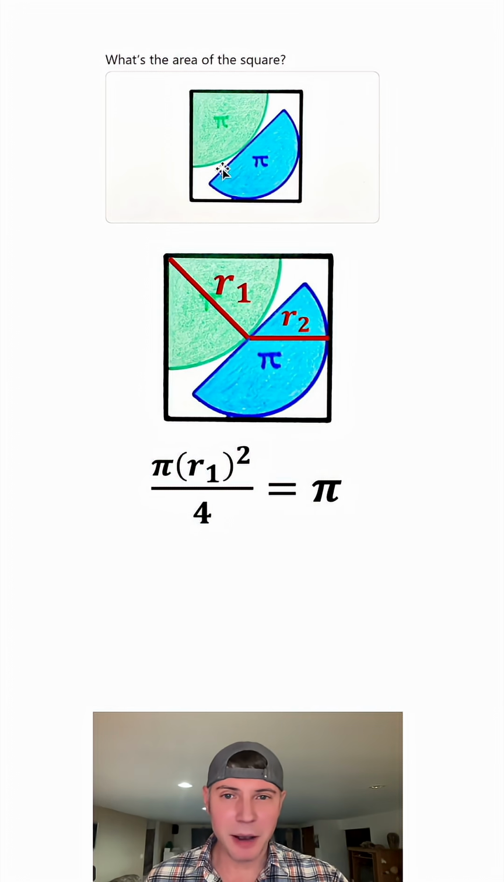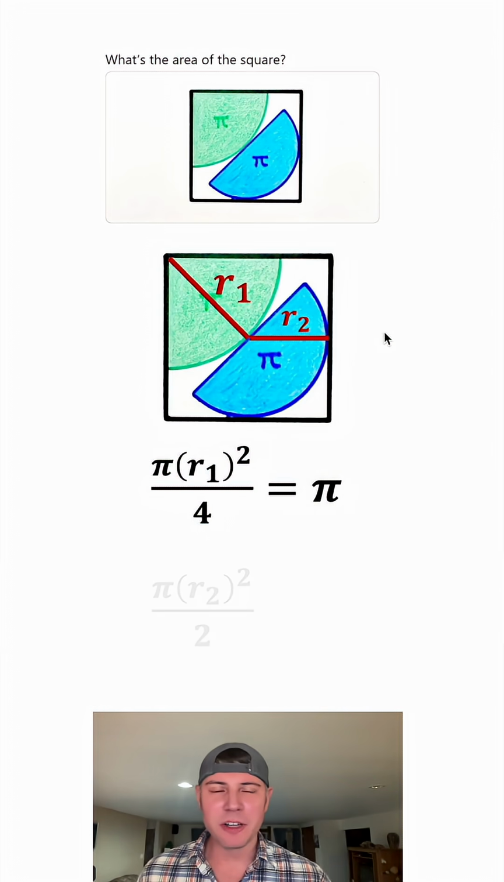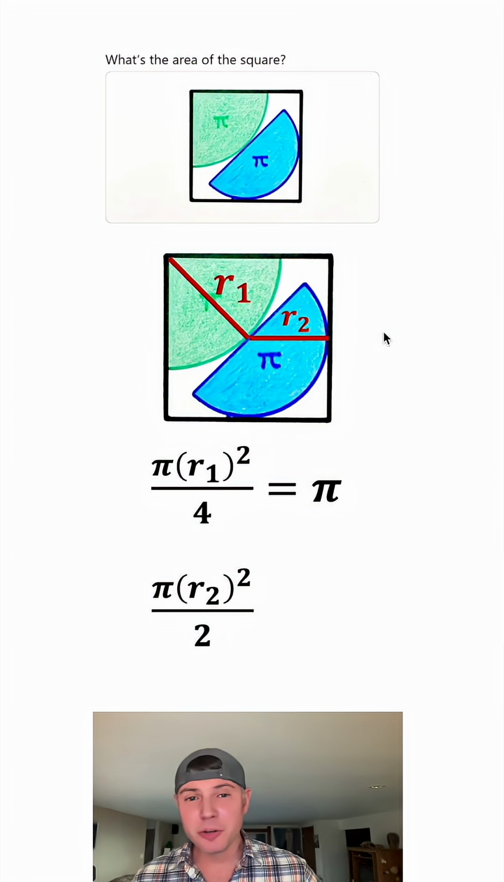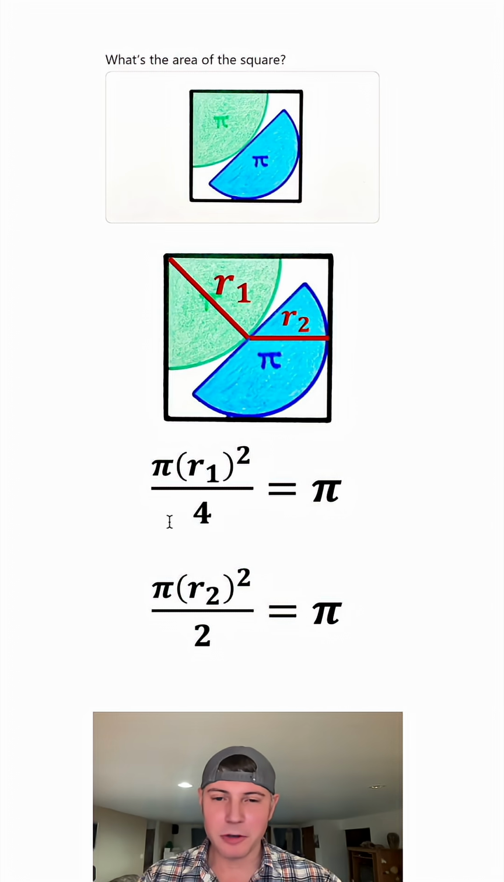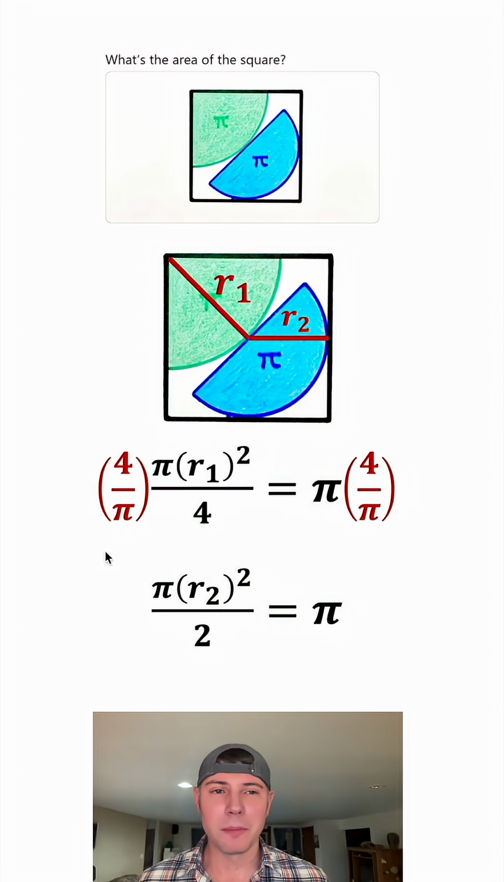And that's going to be equal to pi because we were given that this area is pi. And then since this one is a semicircle, it would be pi radius squared divided by 2 equals the area of pi. And the radius in this case is little r sub 2. Now we can clean these up. Let's multiply both sides of this top one by the reciprocal of pi over 4, which is 4 over pi. And then on this one, let's multiply both sides by the reciprocal of pi over 2, which is 2 over pi.